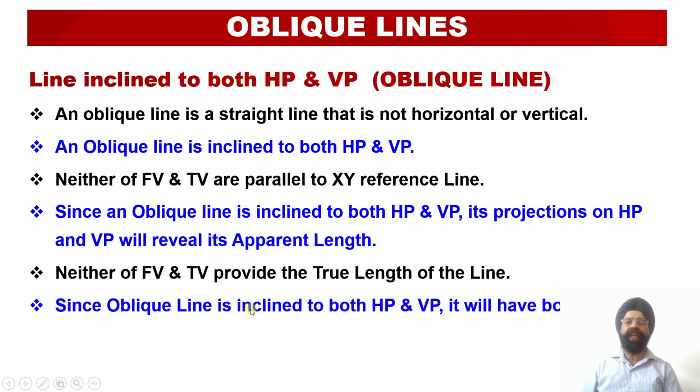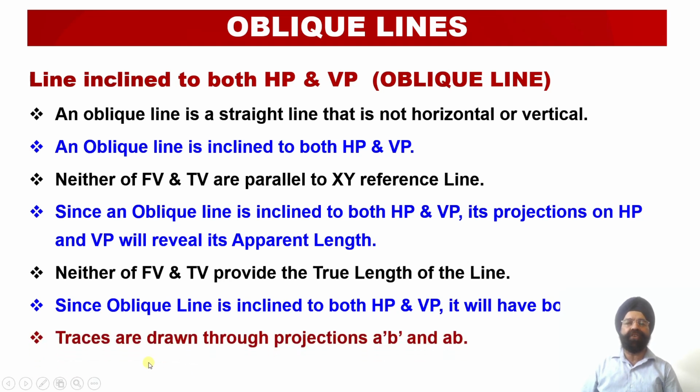And since an oblique line happens to be inclined to both HP and VP, therefore the intersection of the oblique line itself or its extension with the reference planes will be providing us the traces of the line, that is horizontal trace as well as the vertical trace. And the traces will be obtained by the extension or the intersection of the line with the horizontal planes, and these traces are drawn through the projections in the front view as well as the top view.